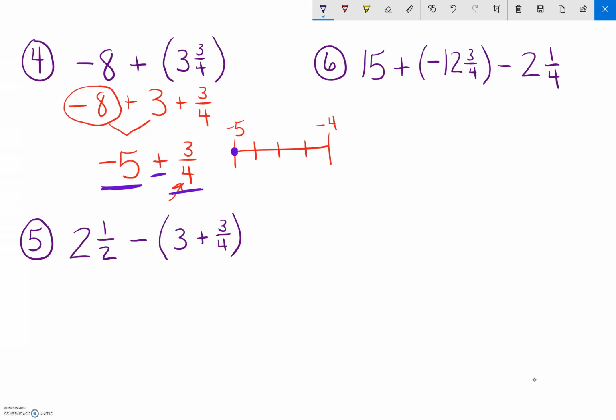After that, it says plus 3/4. The 3/4 is positive, so it's going to move us to the right 3/4. Not 3 wholes, 3/4. So 1/4, 2/4, 3/4. And so our answer is going to be whatever this measurement is, whatever that value is. It would be between negative 4 and negative 5. It would be negative 4 and a little further to the left. It would be negative 4 and 1/4.